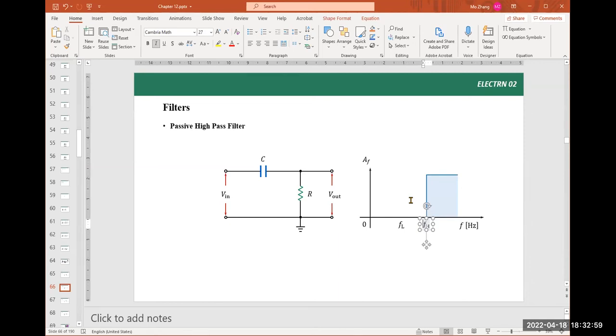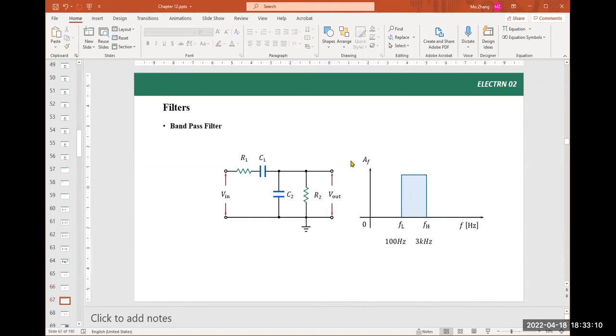Anyone know what kind of application we can use, or what kind of thing we can design using a low pass filter, a high pass filter, and actually there's one more called the band pass filter? Anyone know or can imagine what kind of thing we can make using these filters? Okay, that's a hard question.